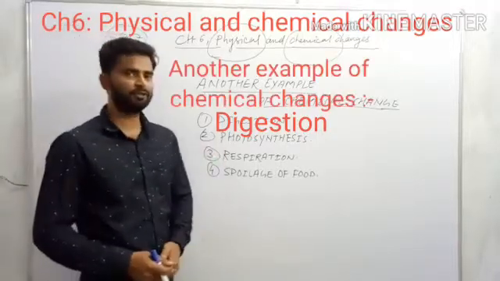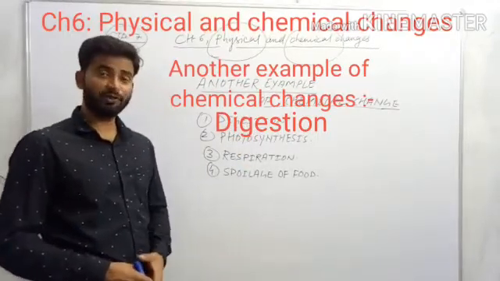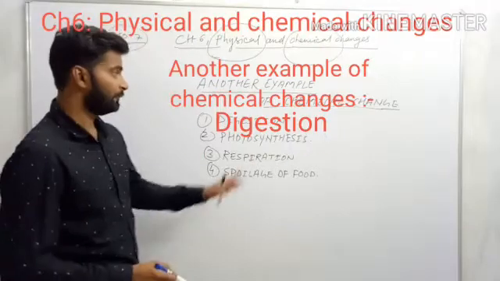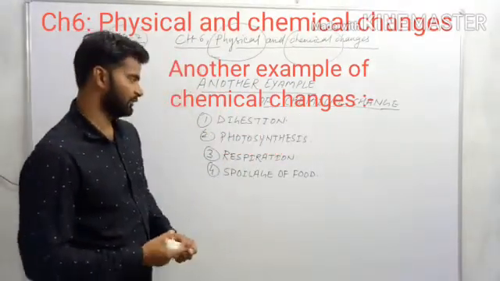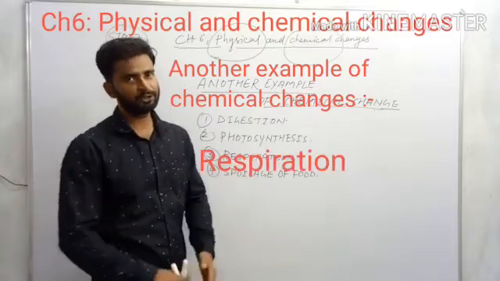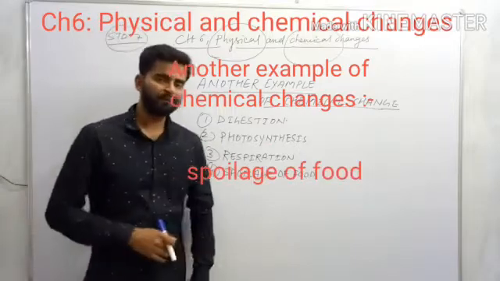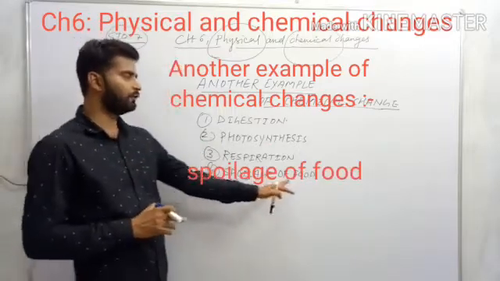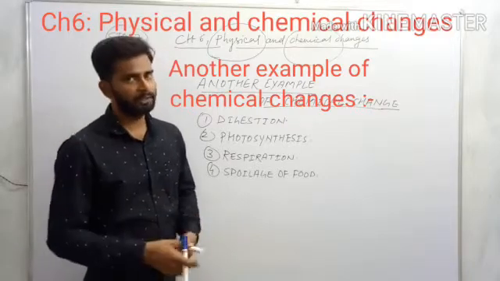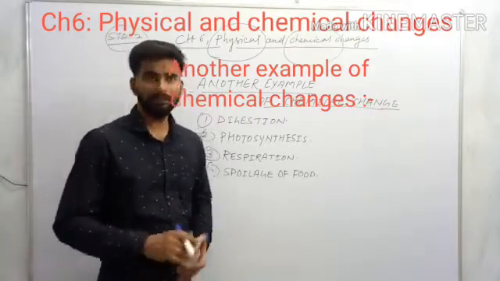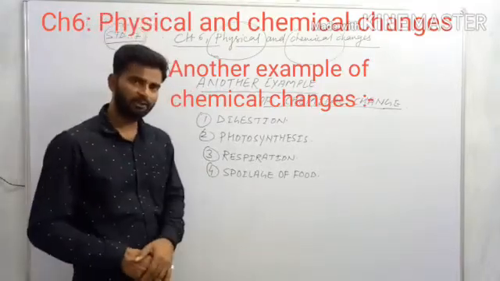First one is what? Digestion. Digestion is also what type of change? Chemical change. Photosynthesis is also an example of chemical changes. Respiration is also an example of chemical changes. Spoilage of food is also a chemical change, because once food is spoiled, we cannot get the same fresh food again. So it is also a chemical change.